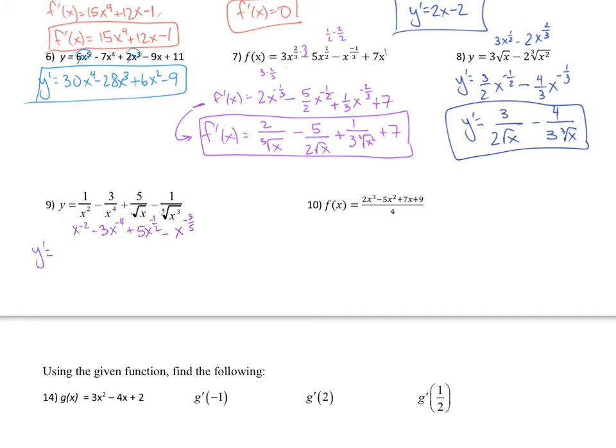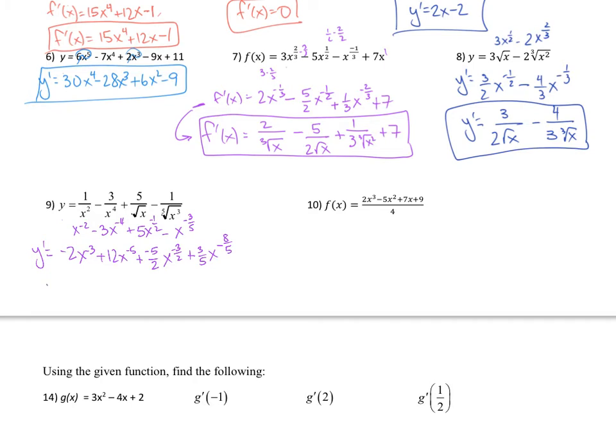So this will be x to the negative 2, y prime equals 2x to the negative 3 plus 12x to the negative 5, because negative 4 minus 1, plus this will be negative 5 halves x to the negative 3 halves, so I subtract 2 over 2, and then minus, this will be plus actually, minus a negative, so 3/5 x to the negative, I'm going to subtract 5 over 5, so 8/5.